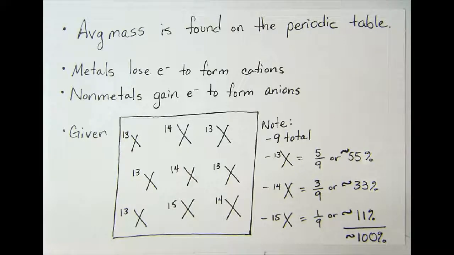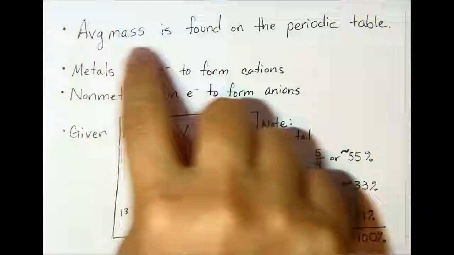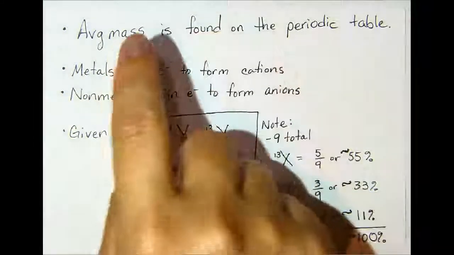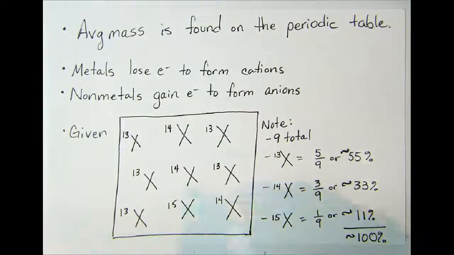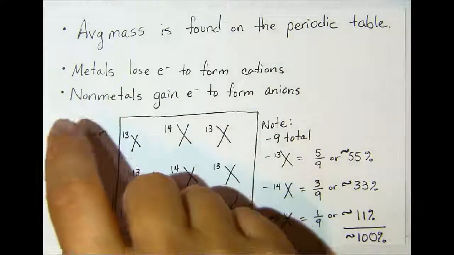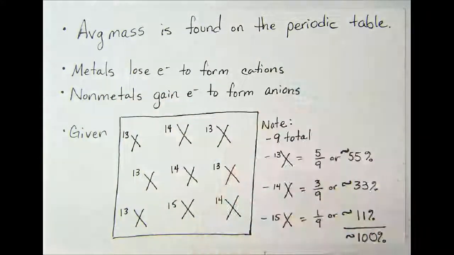Here's your note card for this section. First of all, average mass is always found on the periodic table. Don't get it confused with mass number. When metals lose electrons, they form cations. Nonmetals will gain electrons and form anions.